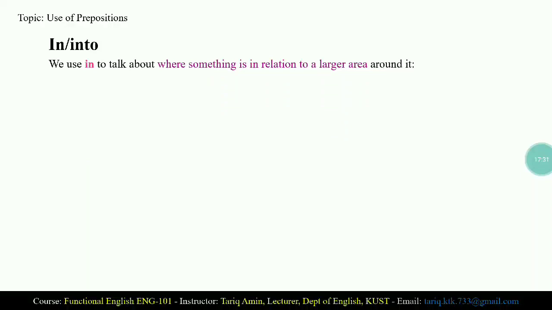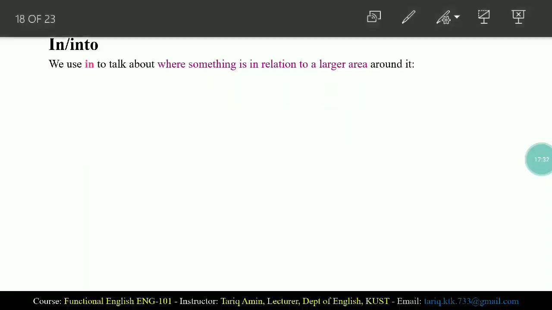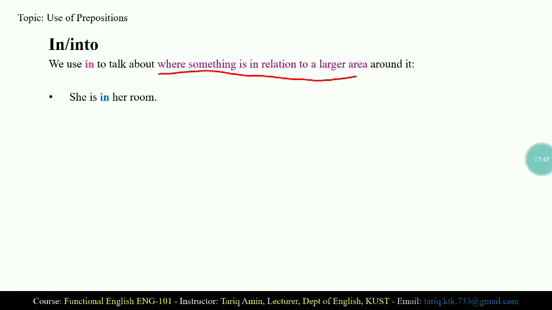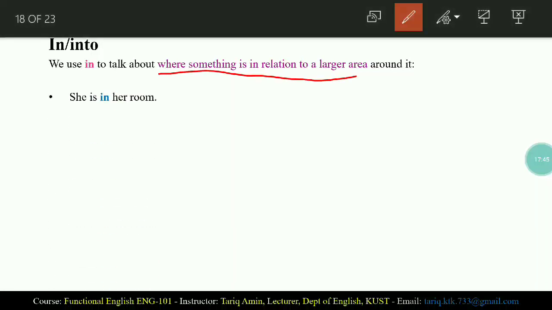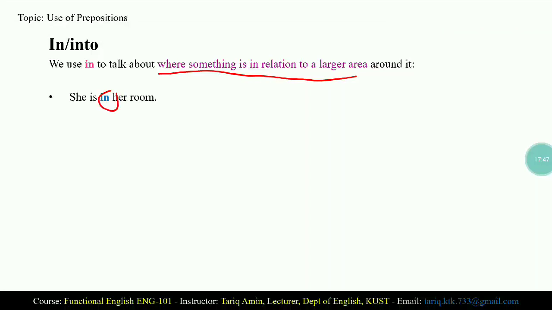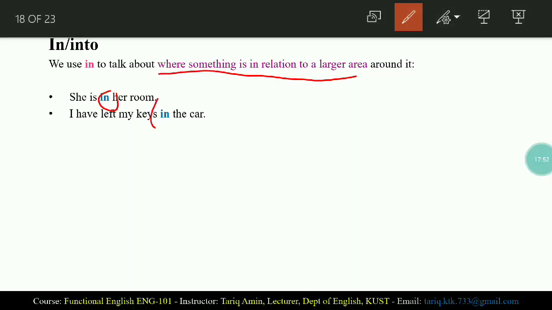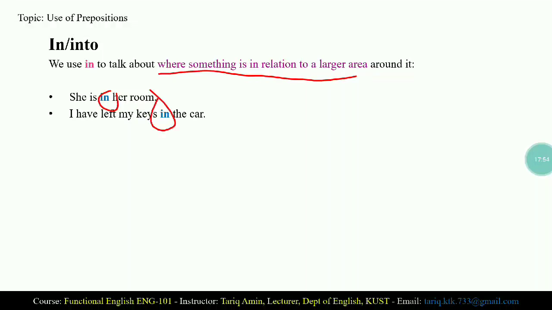We use in to talk about something that is in relation to a larger area around it. For example, she is in her room, and I have left my keys in the car. In is a preposition used to indicate a specific location.